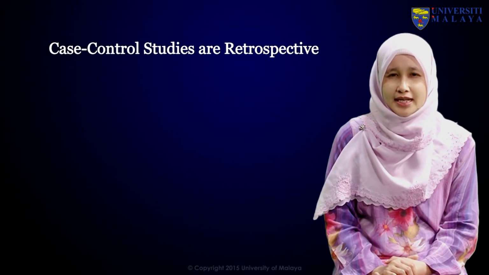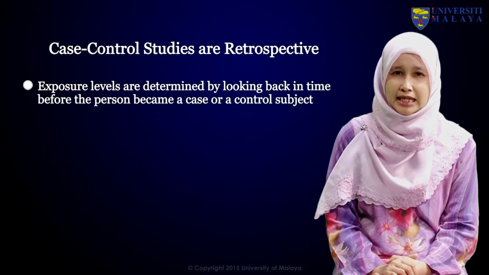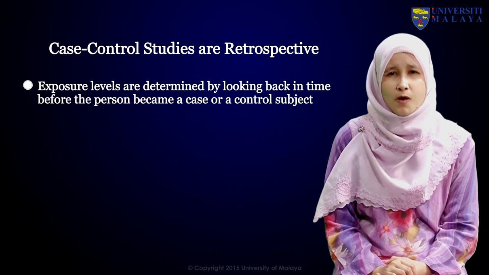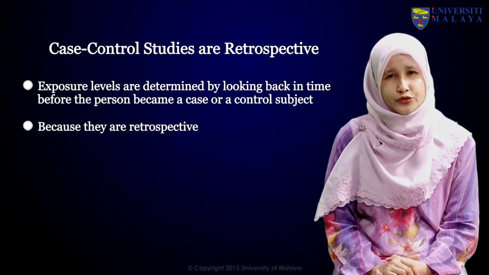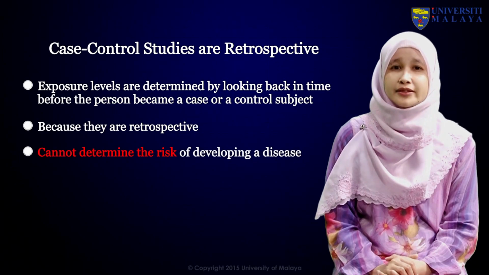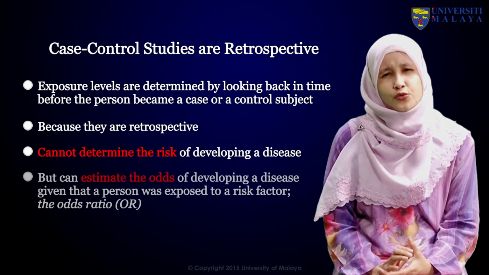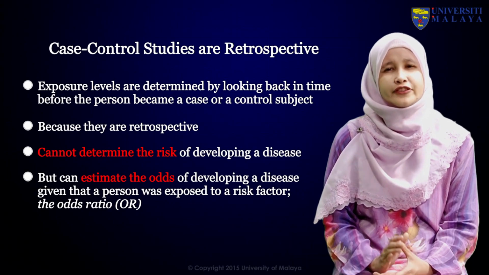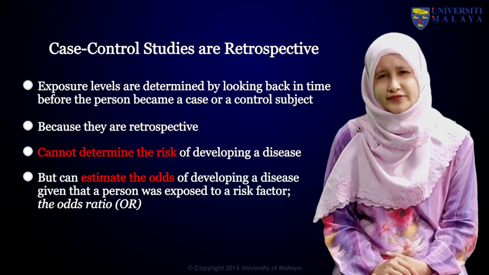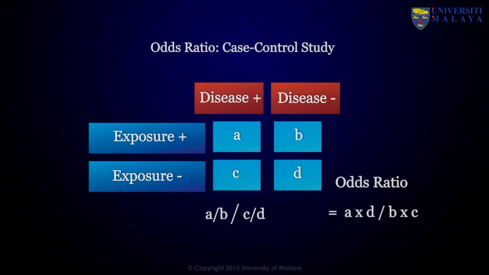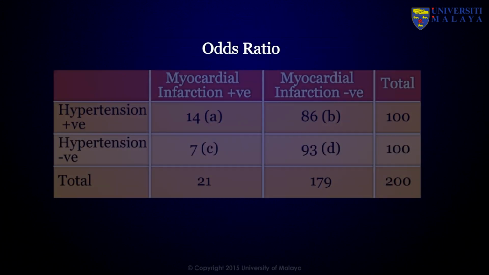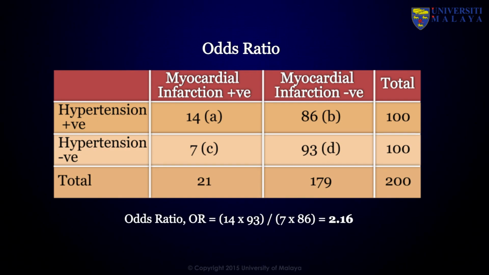In a case control study, exposure levels are determined by looking back in time before the person became a case or a control subject. Because case control studies are retrospective, we cannot determine the risk of developing a disease. But we can estimate the odds of developing a disease given that a person was exposed to a risk factor: the odds ratio. The odds ratio is a ratio of two odds. The odds ratio represents the odds that an outcome will occur given a particular exposure compared to the odds of the outcome occurring in the absence of that exposure. In this case, the odds ratio is 2.16.